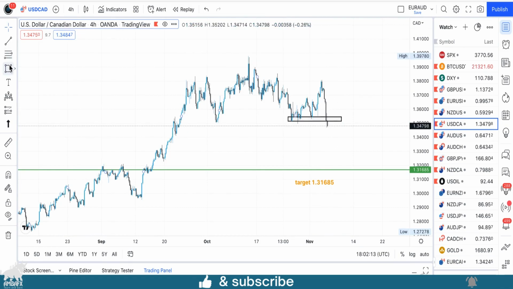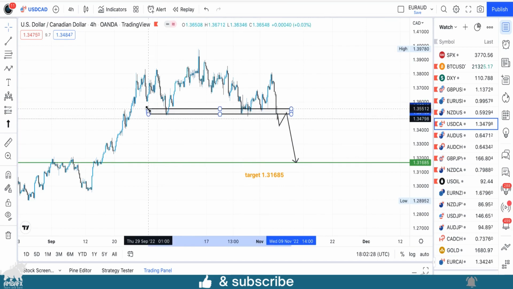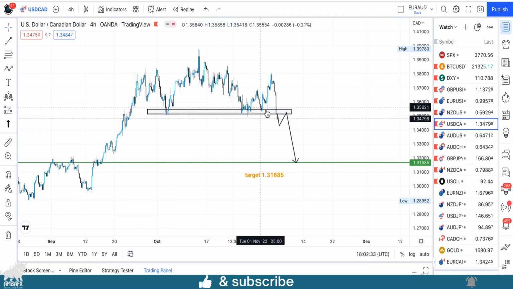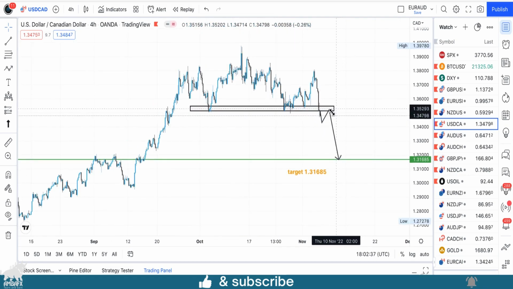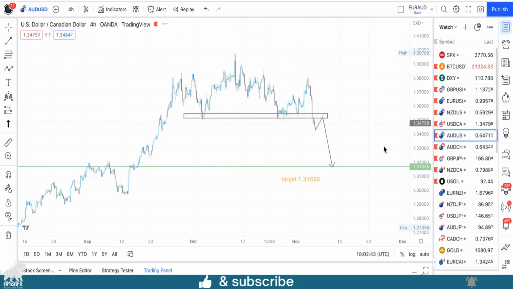So we might see a move, let's say a move to this particular area, then a retest, then we have a move to 1.31685, which is our target. So if we extend this line, you see that that area is a very strong support area. Then we have broken it, so it might turn into a new resistance, with the next support being our target. So that's that on the USDCAD.